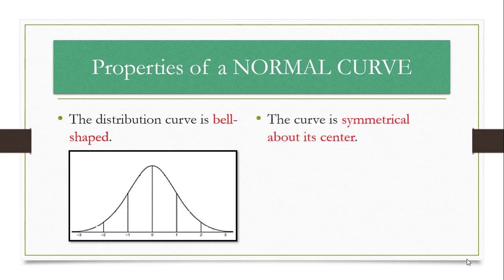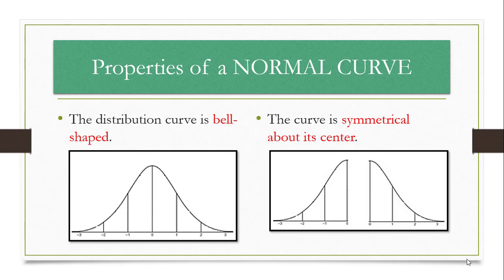Next, the curve is symmetrical about its center. Actually, it means like this. Symmetrical in a way that if you divide the curve about its center, you will have two identical parts: the left side of the curve and the right side of the curve. When I say identical, they are actually equal. As you see, they are the same, the left side and the right side. So they are symmetrical about its center.